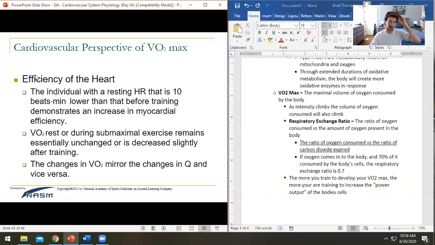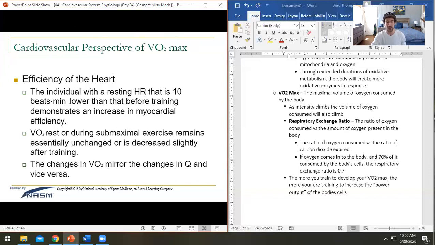So now, from the cardiovascular perspective, a heart that is 10 beats lower is showing a much more efficient heart, right? An individual with a resting heart rate that's lower than someone else's is showing a much more efficient heart. And so we see changes in heart rate and changes in VO2. They're going to be linear.